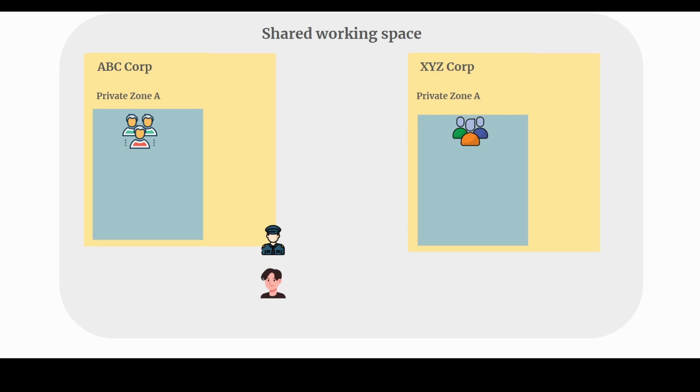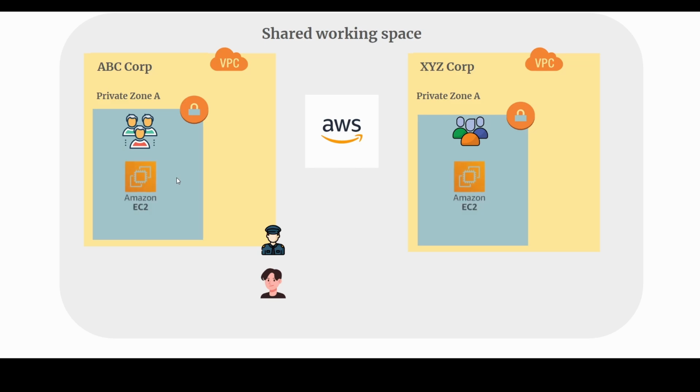Now, let's try to understand this concept from an AWS perspective. You can consider the shared working space as your AWS cloud, and within this AWS cloud, we have two private sections. Each private section can be considered as a separate VPC. As you see, each VPC has its own secure boundary. Within the VPC, we have a private zone, and this private zone can be considered as a subnet. Within your subnet is where you deploy all your AWS resources like EC2 instances, databases, or any other AWS resource.